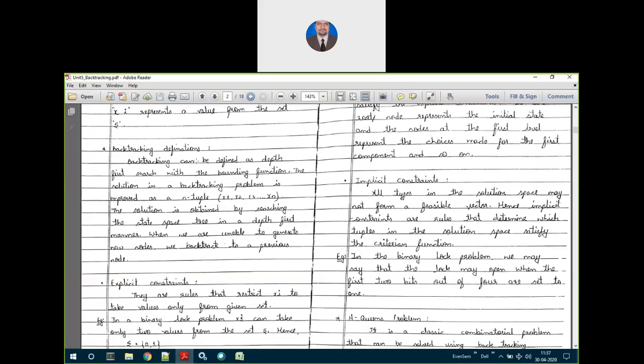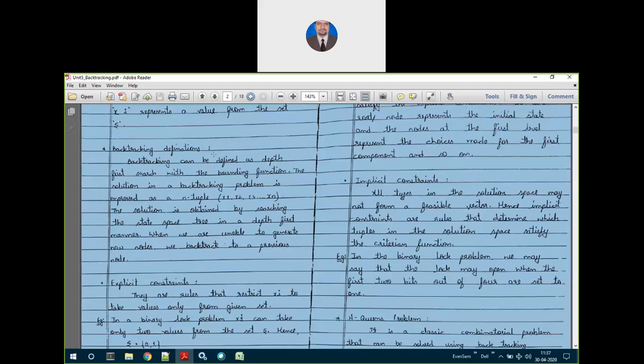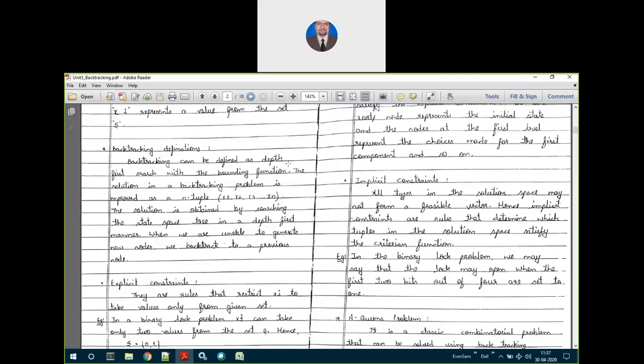Backtracking can be defined as depth first search with the bounding function. The solution in a backtracking problem is expressed as an n-tuple, that is x1, x2, x3 up to xn. The solution is obtained by searching the state space tree in a depth first manner. When we are unable to generate new nodes, we backtrack to the previous node. So basically, the backtracking technique of solving problems is based upon depth first search.